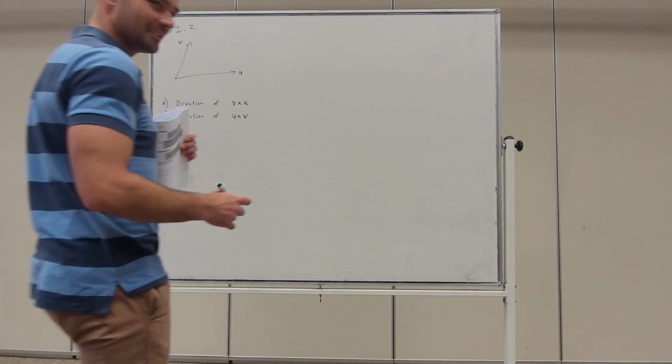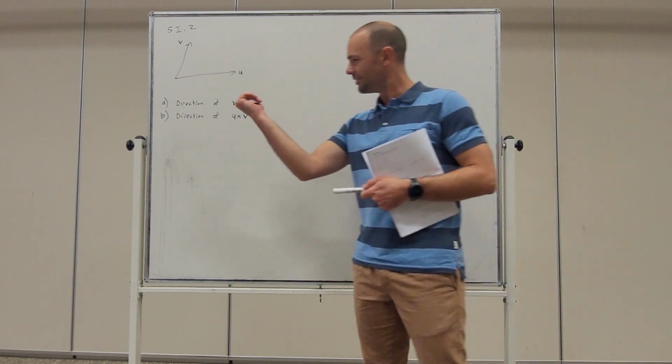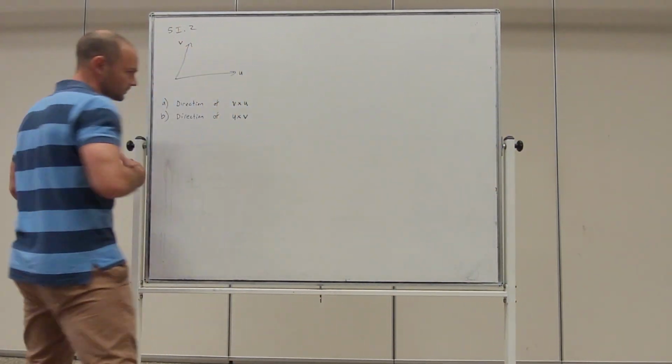So let's start with 5I.2. We're talking about, I know Slats, you were saying this is why you studied specialist maths, because you want to know the right-hand rule, direction of the vector.